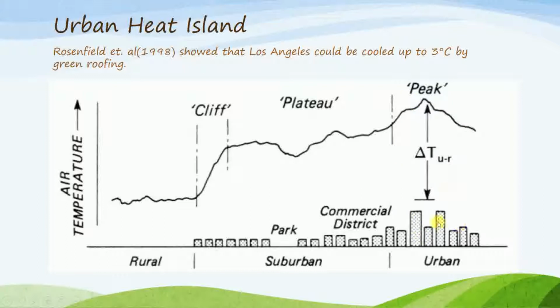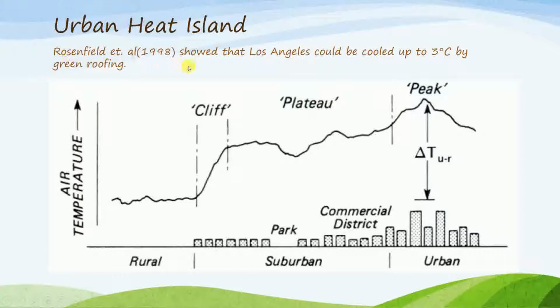As the population density in the urban area is more than the rural area, the air temperature is more than the rural area. So this heat concentration is called urban heat island.